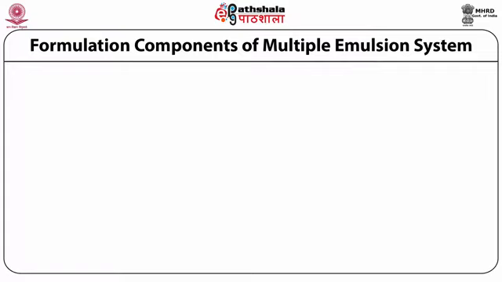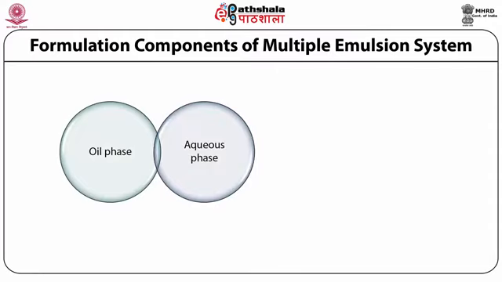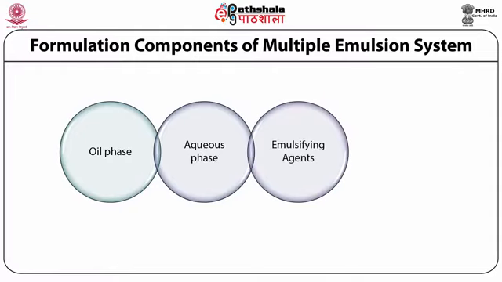Formulation components of multiple emulsion system. The following are the components of multiple emulsion formulation. First is the oil phase, second is the aqueous phase, which may be a buffer solution also. Third is the emulsifying agents and other additives.